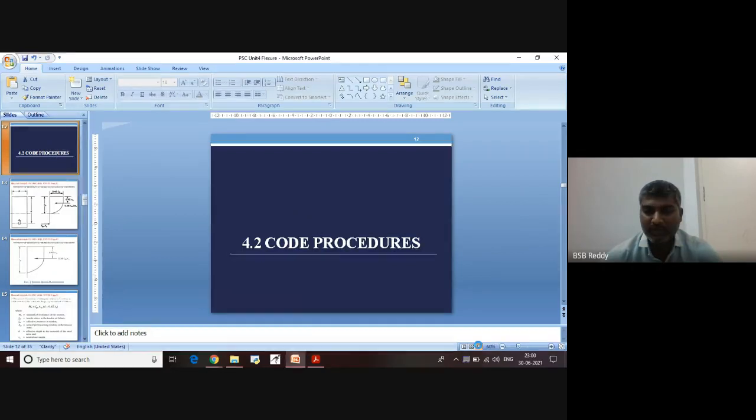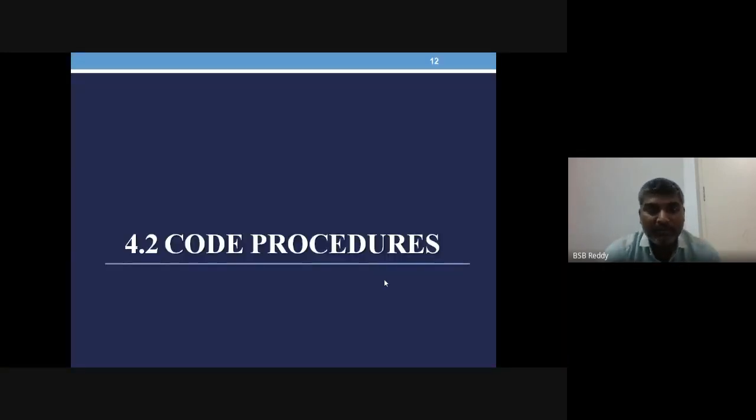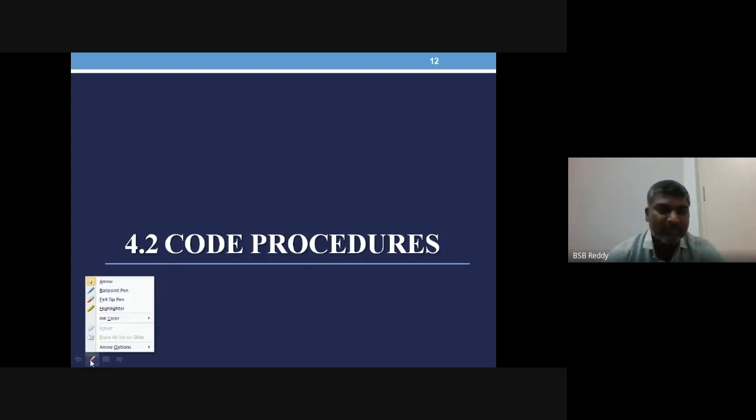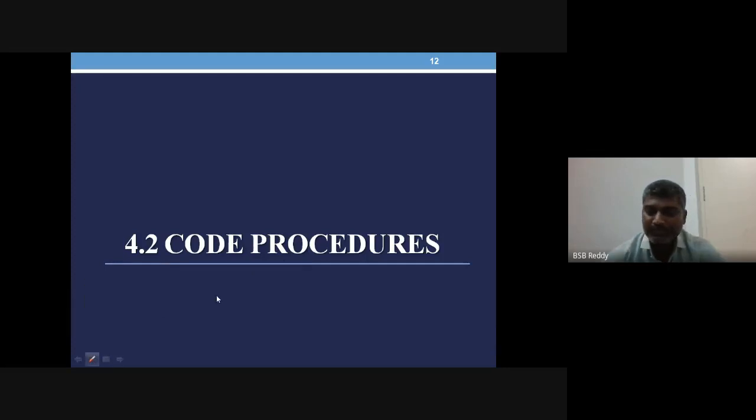We have completed the types of failures in case of prestressed concrete under flexure. Now we will see the code procedure for finding flexural resistance of a prestressed concrete section. In the other way, how to calculate the moment of resistance value.